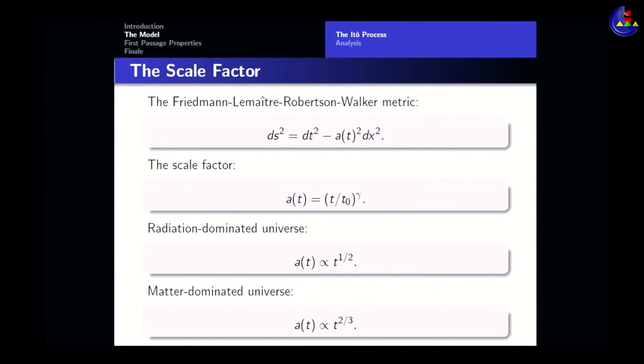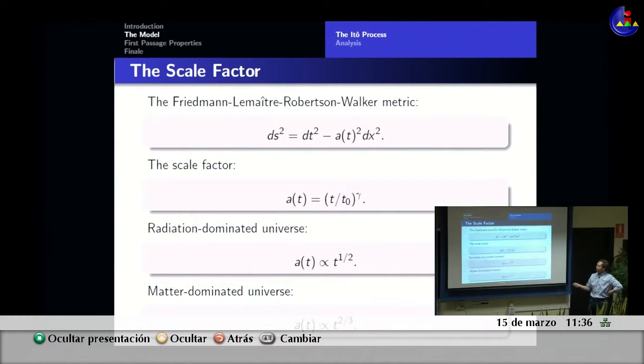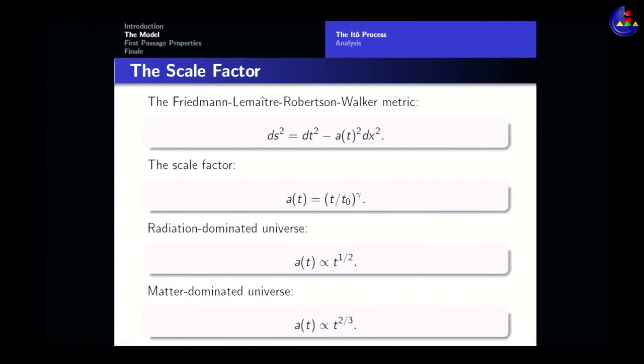First one is a theoretical reason that we will explain later on. Second is that from the applied viewpoint, it is interesting to study a power law. Here are two examples. If you consider the models of a radiation-dominated universe, then the scale factor goes like the square root of t, and in a matter-dominated universe, it goes like t to 2/3. So does this mean that only power laws are interesting? Not at all. In a dark energy-dominated universe, you have an exponential increase.